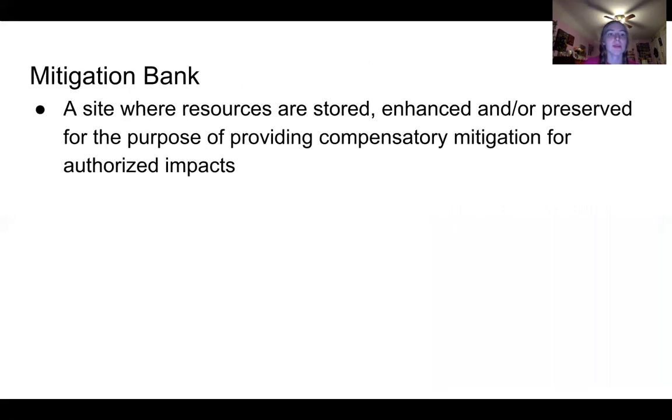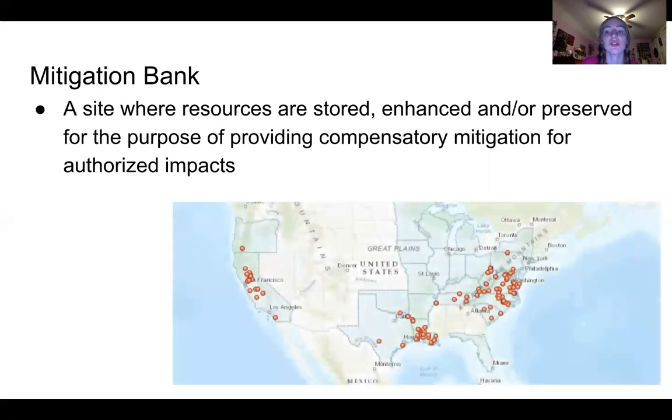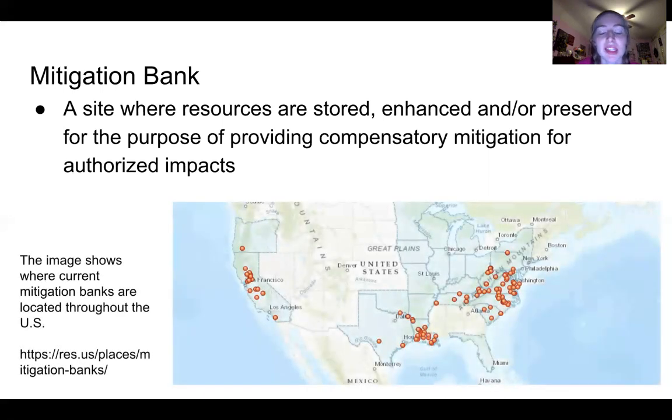A mitigation bank is a site where resources are restored, enhanced, or preserved for the purpose of providing compensatory mitigation for authorized impacts. So here's just some of the mitigation banks that are located in the US. Clearly, there's banks in Florida and Georgia, but they're not listed on here. But this does also show that there's lots of states that don't have any mitigation banks.